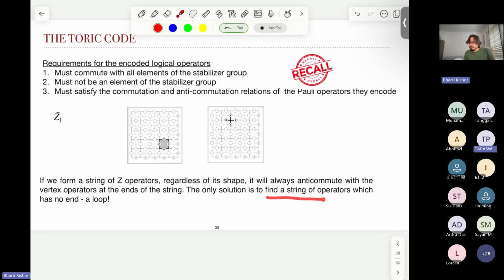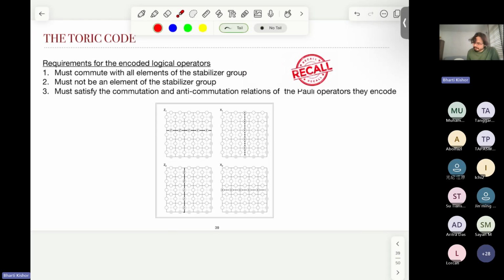The only solution is to find a string of operators which has no end. It should be a loop, but it cannot be a trivial loop. So it should be a non-trivial loop. And that tells you that there are two non-trivial loops that we had on the torus, and using that we can define our Z operators, and analogously, we can define the X operators. So the first Z operator and the second Z operator you can define like this. These are the logical Z operators.